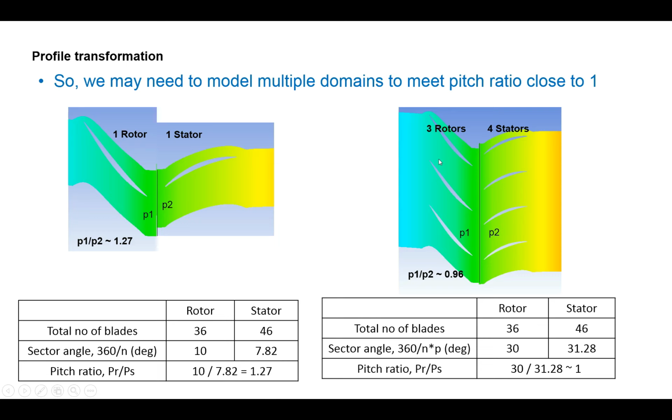To make the pitch ratio close to 1, we need to model multiple domains of rotor and stator. In this case, let us model 3 rotor domains and 4 stator domains. This results in a sector angle of 30 degrees for rotor and 31.28 degrees for stator, and the pitch ratio is close to 1.